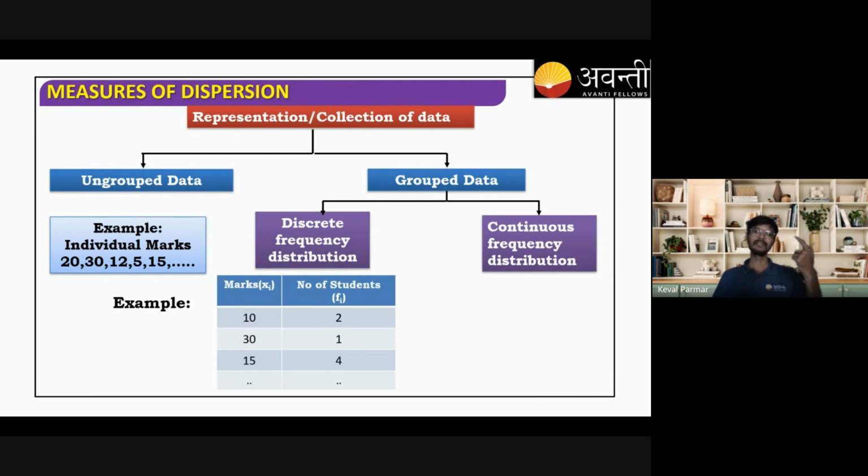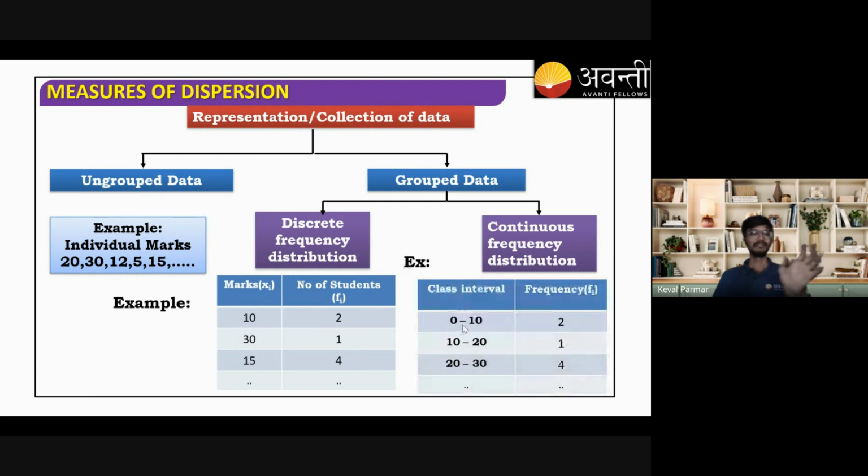continuous. Continuous means, I hope you must know this, here we have a class interval: 2 students are there who got marks between 0 to 10. Between 10 to 20, there is only one student. Between 20 to 30, there are four students, and so on. So we can represent the data in two ways, grouped and ungrouped. Obviously, we never prefer ungrouped data because it is randomized and it's chaos. We prefer grouped data.